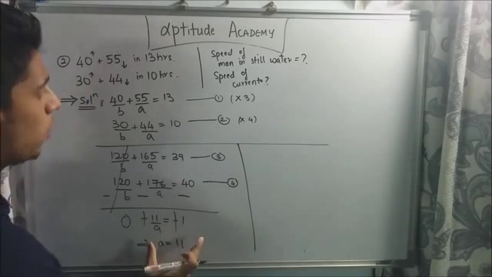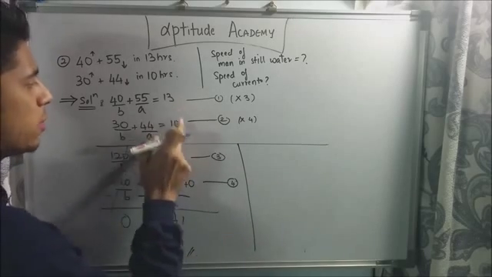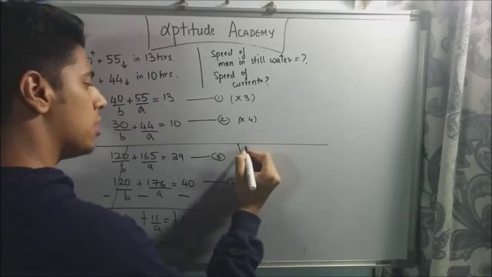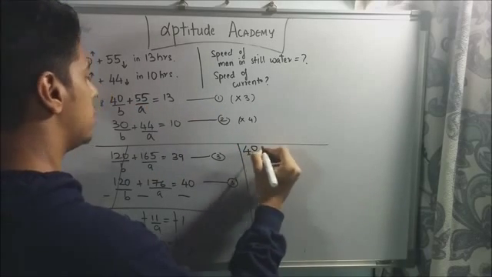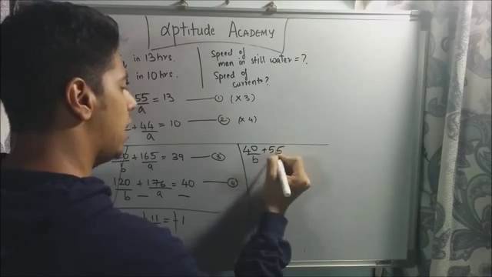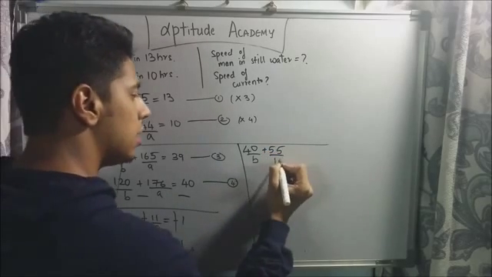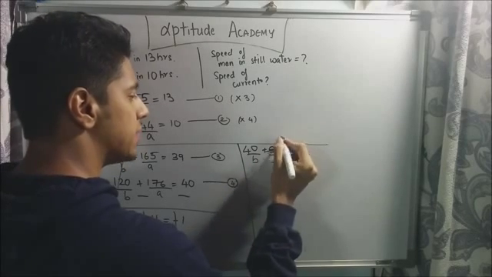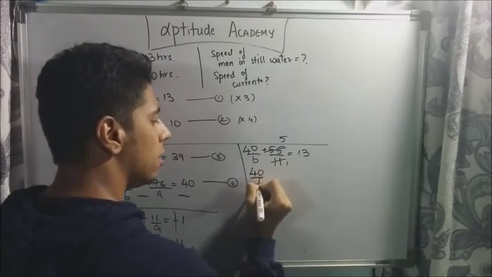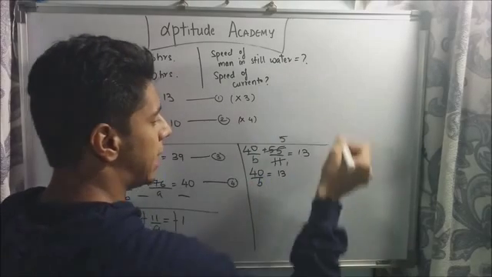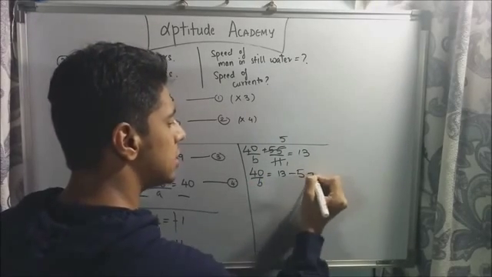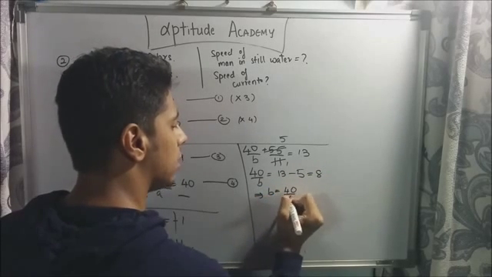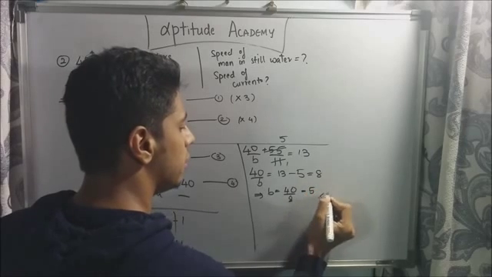Now since we've got A, we can substitute this value of A in any of these equations and find the value of B. So let's take the first equation. 40 by B plus 55 by A, A is already found, 11, is equal to 13. So 11 fives are 5. So 40 by B is equal to 13, take it on that side, minus 5. So this is equal to 8. So it implies B is equal to 40 by 8, or 5.